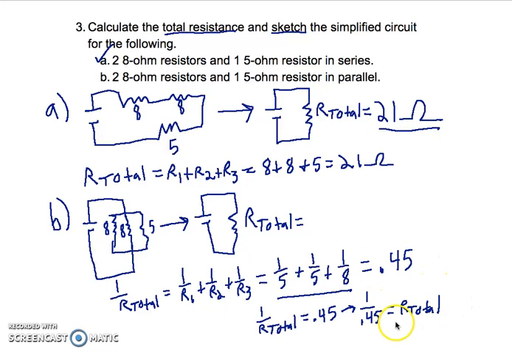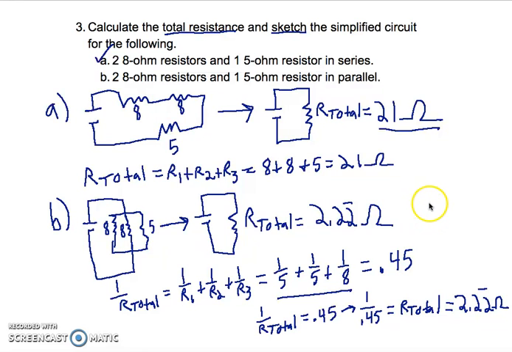So our total is going to be 1 over 0.45, and that's going to be 2.22 repeating ohms. So that's the idea. That's what our total is. So this is the simplified circuit up here. So it's going to be 2.22 repeating ohms is the total resistance.